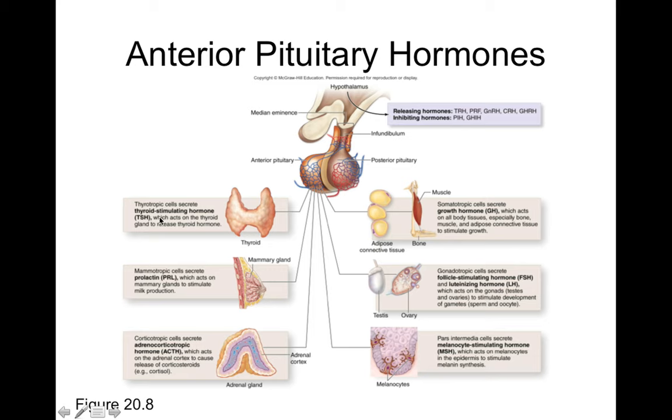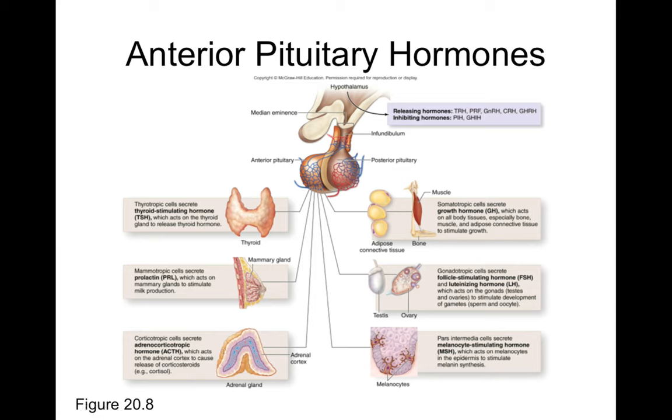So you might wonder, what stimulates the anterior pituitary to release thyroid-stimulating hormone? Well, it's thyrotropin-releasing hormone. So the hypothalamus will release thyrotropin-releasing hormone, which stimulates the anterior pituitary to release thyroid-stimulating hormone. The anterior pituitary then can stimulate the thyroid gland to release thyroid hormone. Okay, that's its effect.